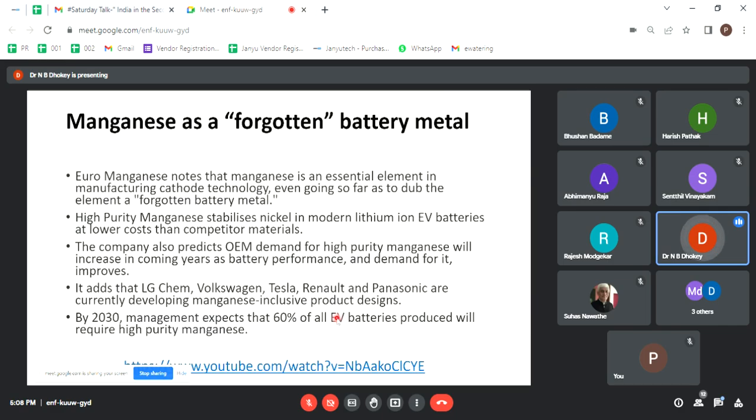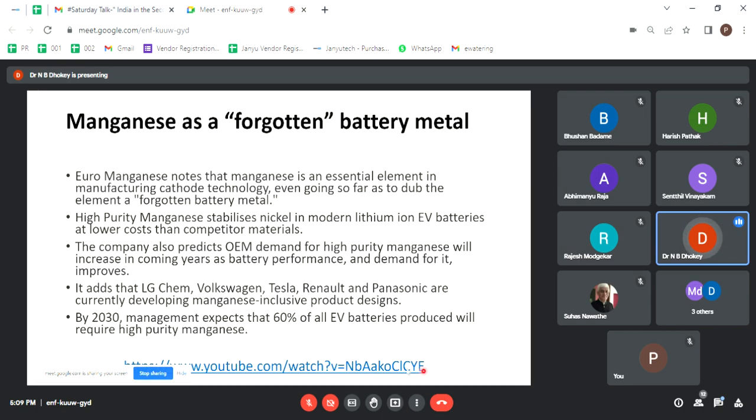Now, another very commonly used material is manganese, which is considered a forgotten battery material. Here is a very catchy statement: Euro Manganese notes that manganese is an essential element in the manufacturing of cathode technology, and you can go as far as to dub the element the forgotten battery material. High purity manganese stabilizes nickel in modern lithium ion EV batteries at lower cost than competitor materials. LG, Volkswagen, Tesla, and Panasonic are currently developing manganese inclusive product designs. By 2030, the management expects that 60% of all EV batteries produced will require high purity manganese.